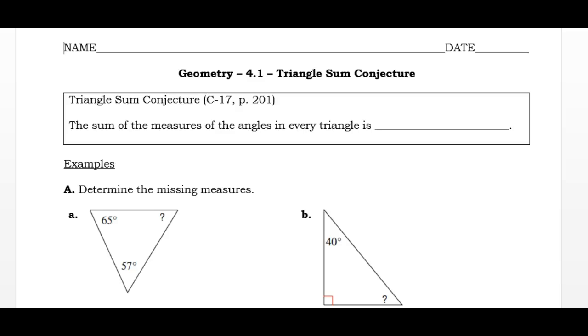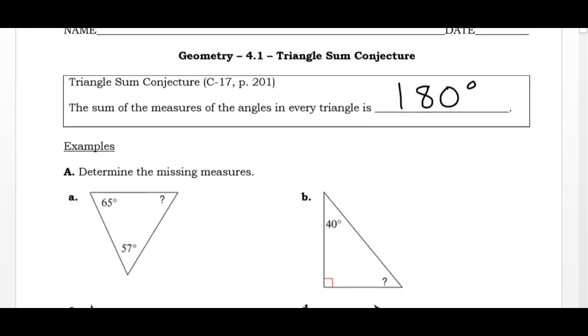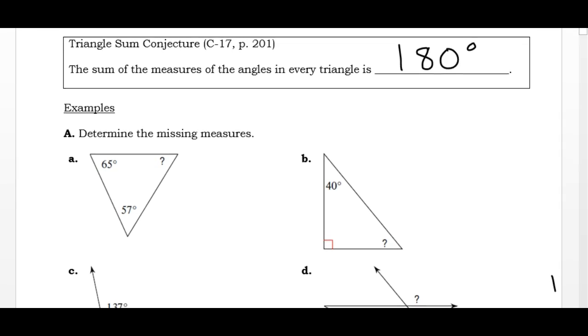This is Geometry Lesson 4.1, Triangle Sum Conjecture. The triangle sum conjecture states that the sum of the measures of the angles in every triangle is 180 degrees. So I'm going to use this information to find the missing measures in triangles.